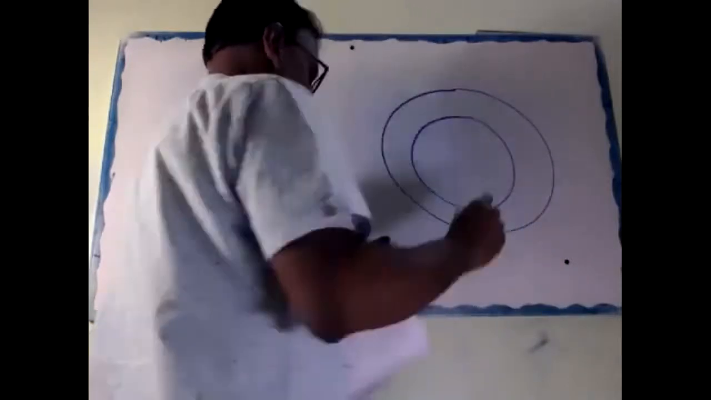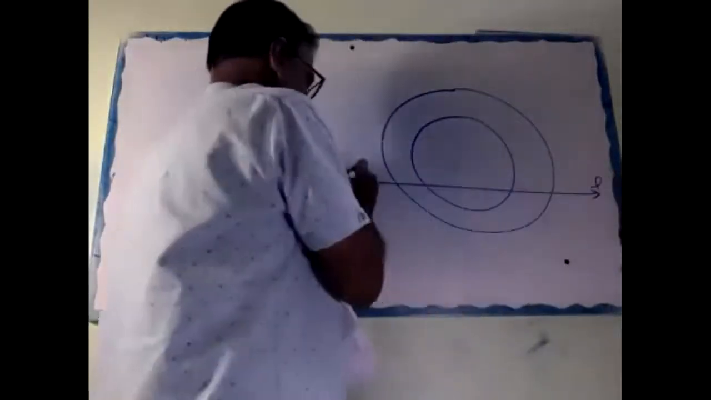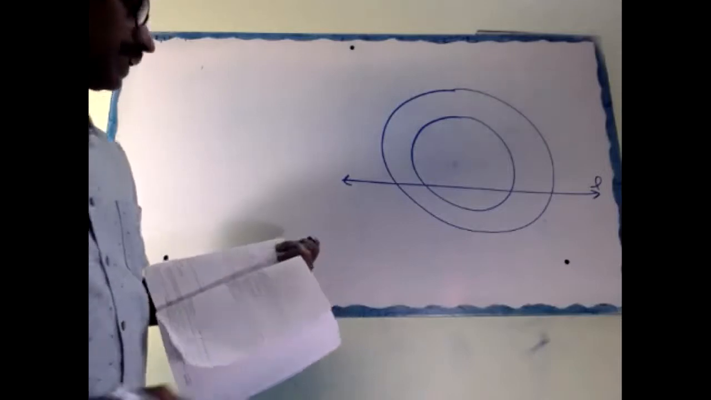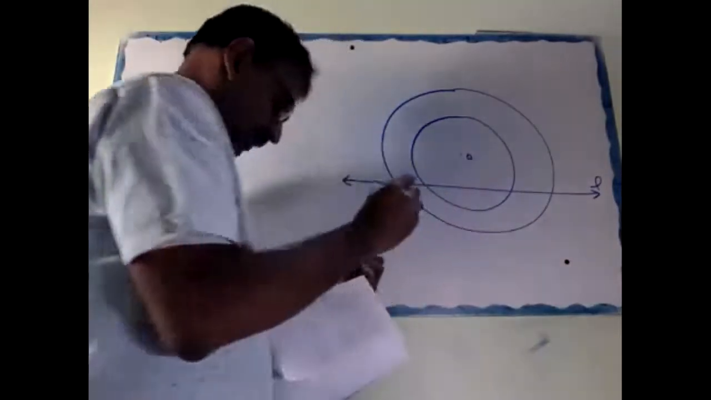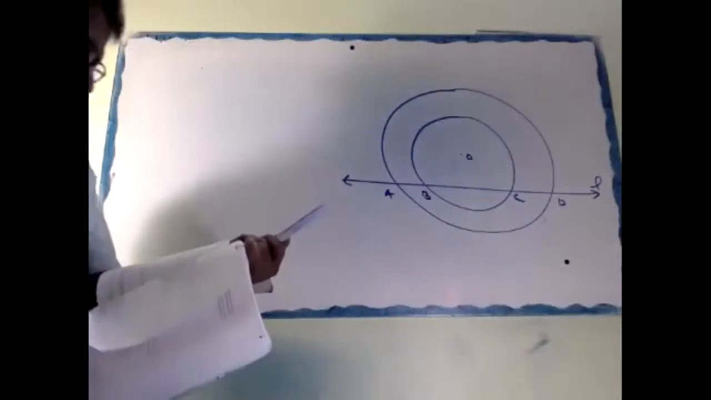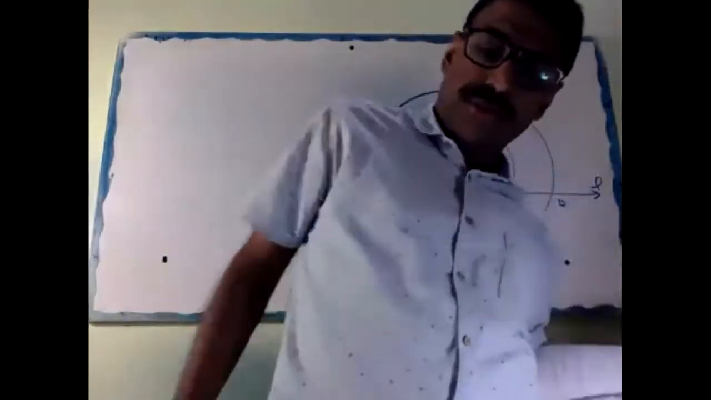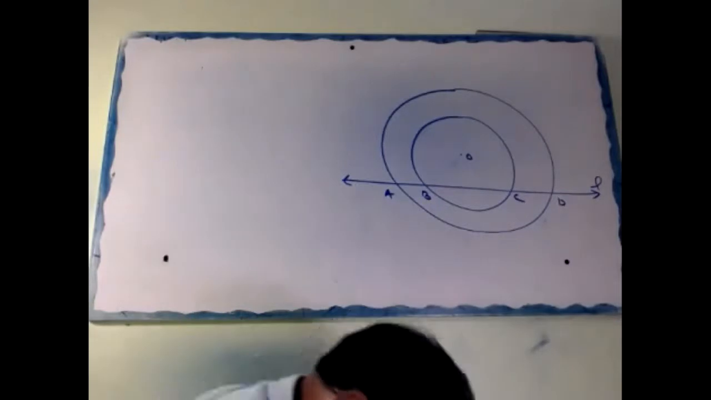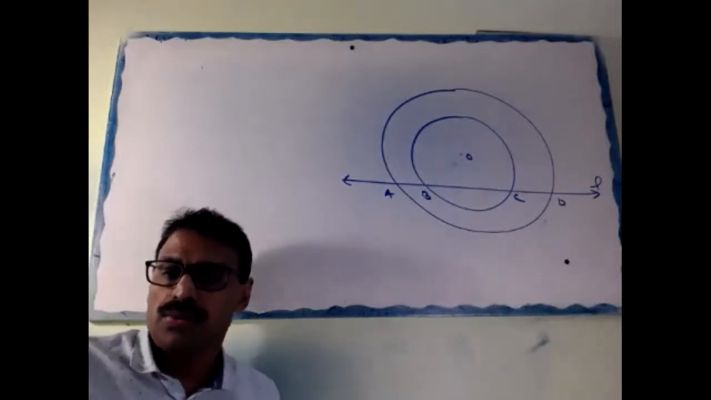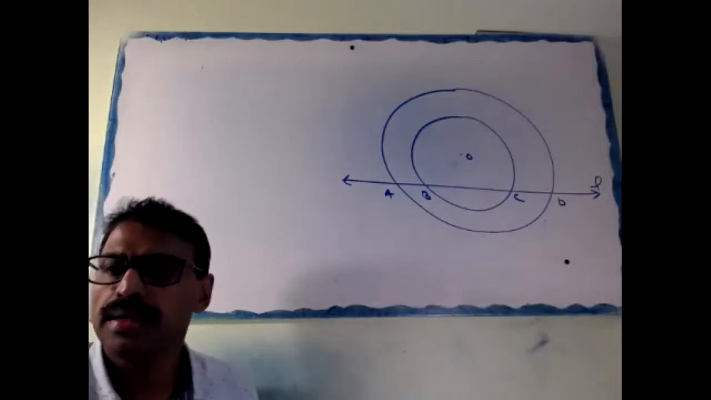Okay, question, look here. Question again. L is a line. This is a line. L is a line intersecting the two concentric circles whose common center is O, at A, B, C, D. Show that AB equals CD. Okay, is the question clear now? Are you clear on the question? L is a line.